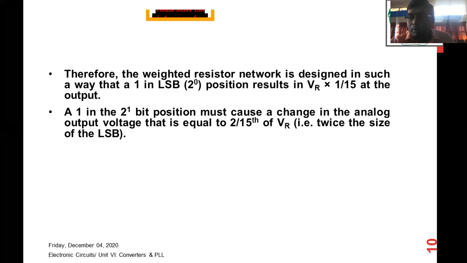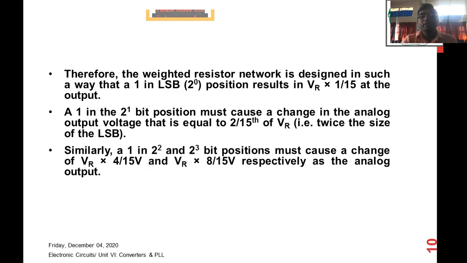equal to 2/15 VR, that is twice the size of the LSB. Similarly, a 1 in the 2 raised to power 2 and 2 raised to power 3 bit positions must cause a change of VR into 4/15 volt and VR into 8/15.